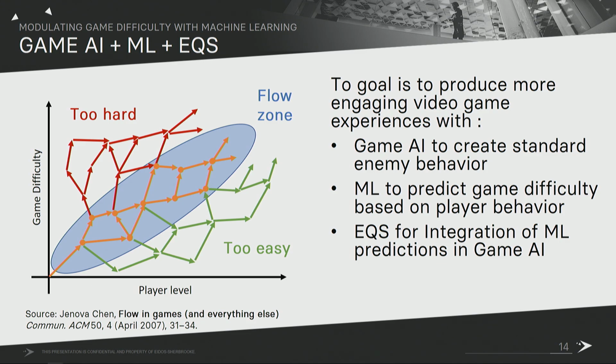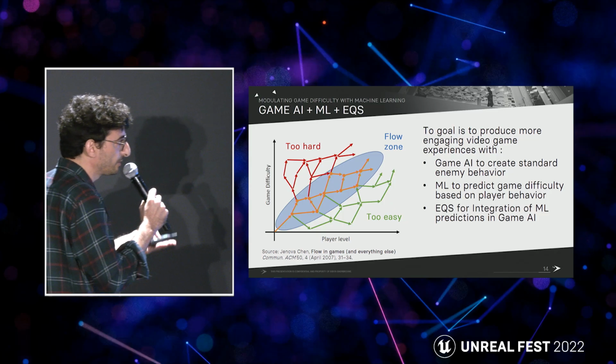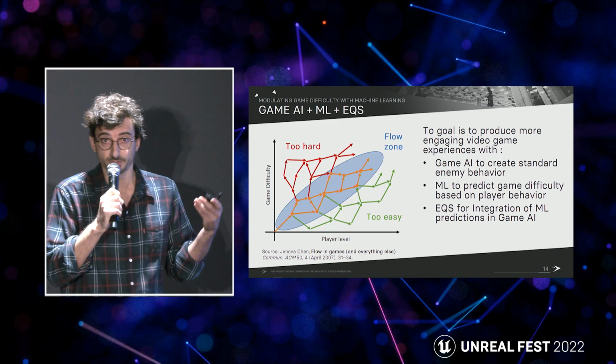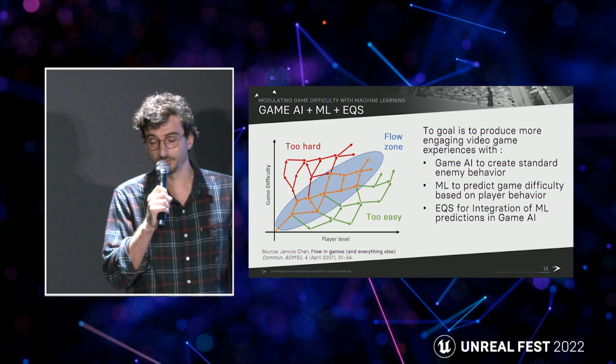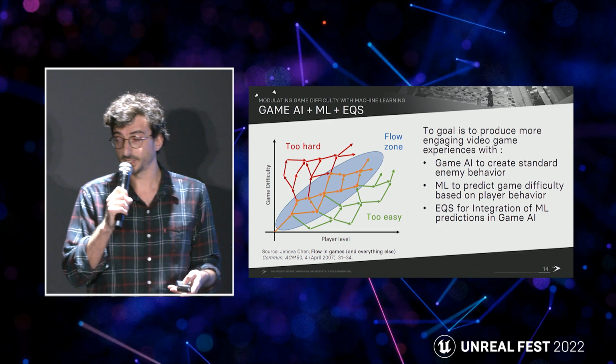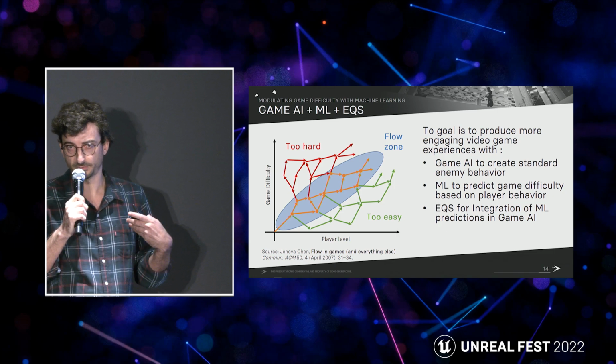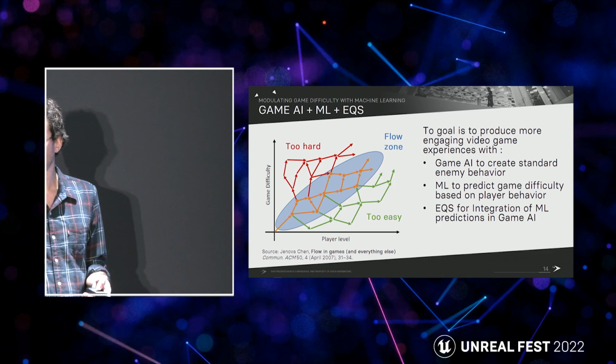And that's something that is also subjective and varying. Novice players probably have their flow zone a bit lower. Expert players will have their flow zone a bit higher. That's something that varies from player to player. So that's why machine learning approaches are very good, because you can feed in the actual player data. So it will be personalized based on your own experience.